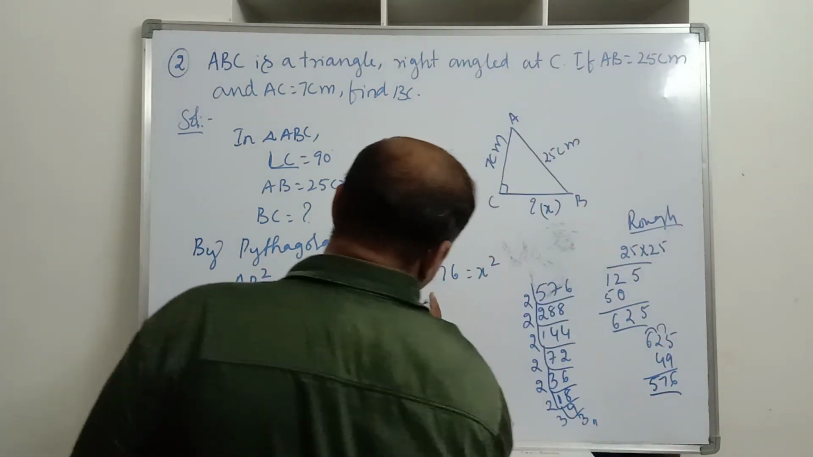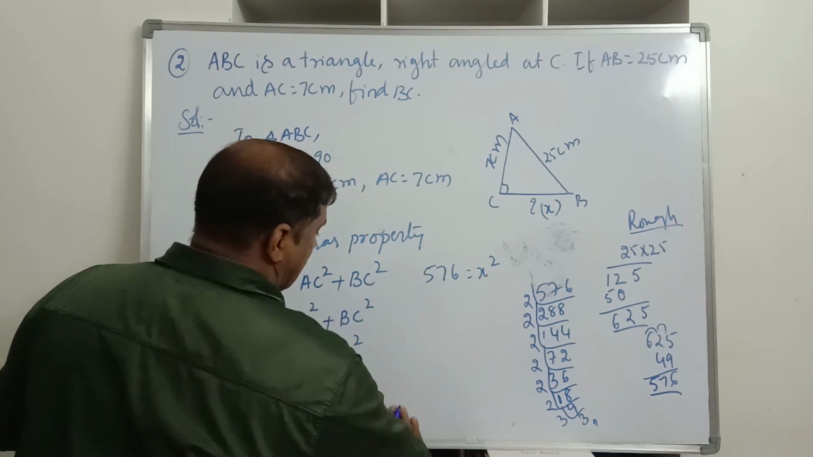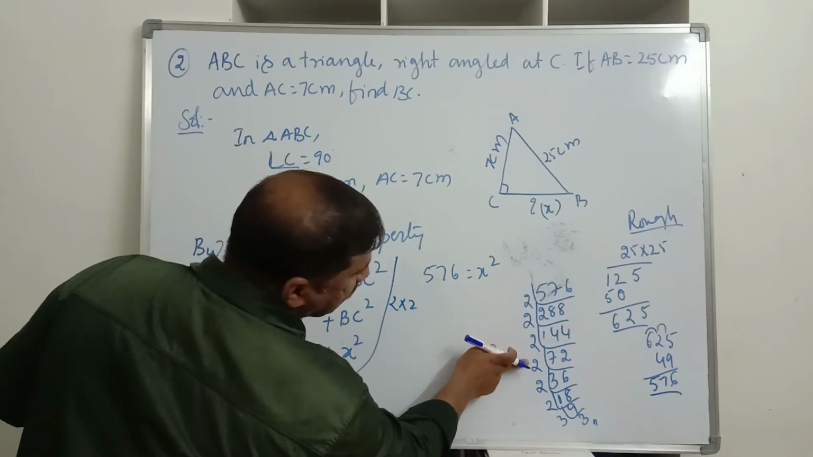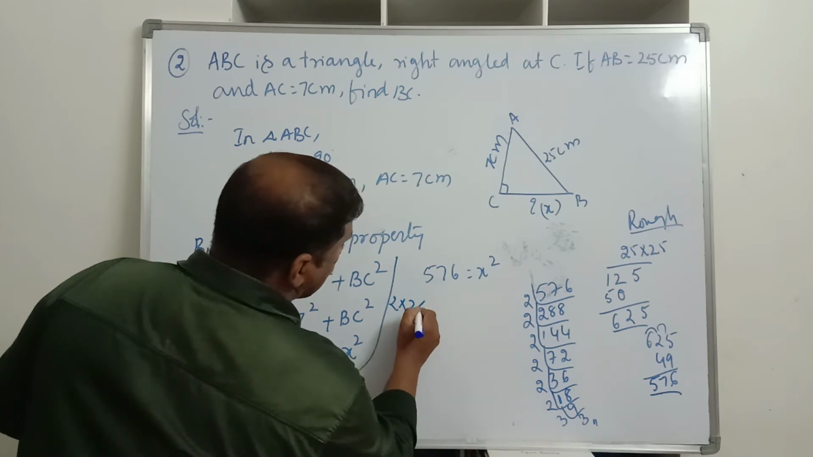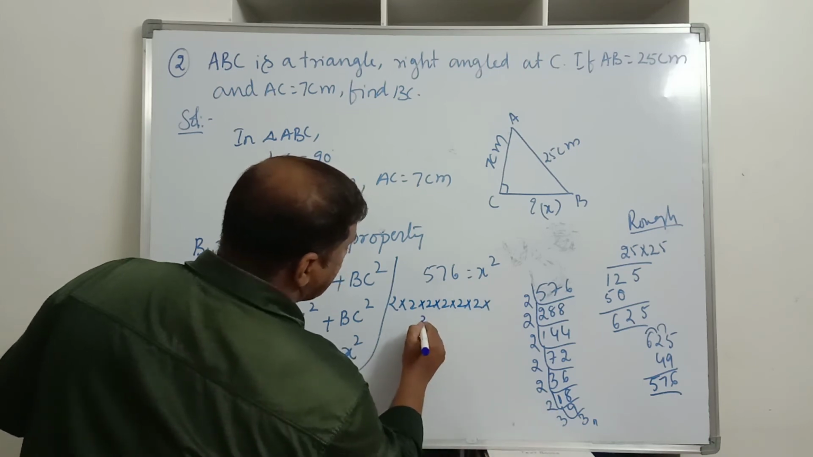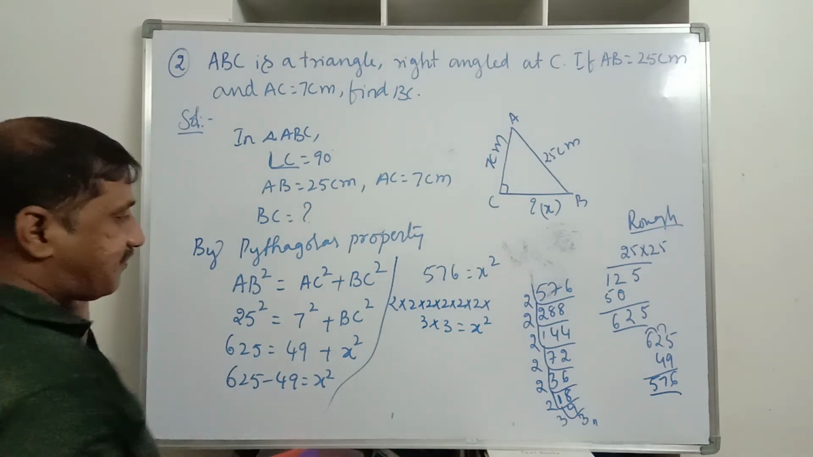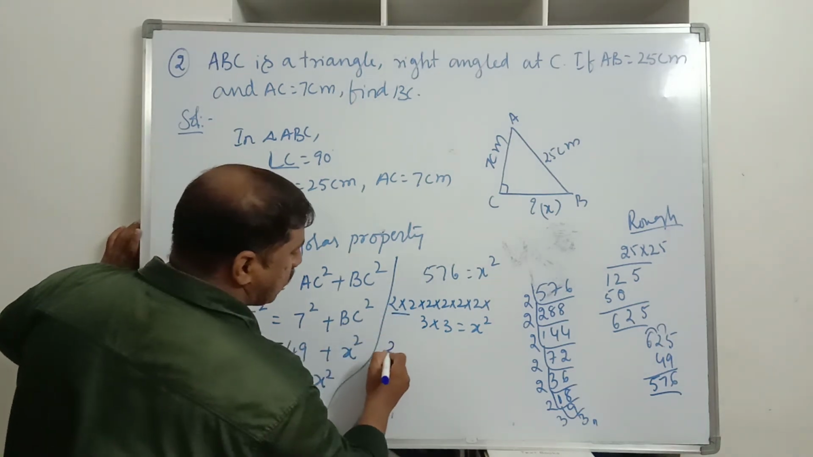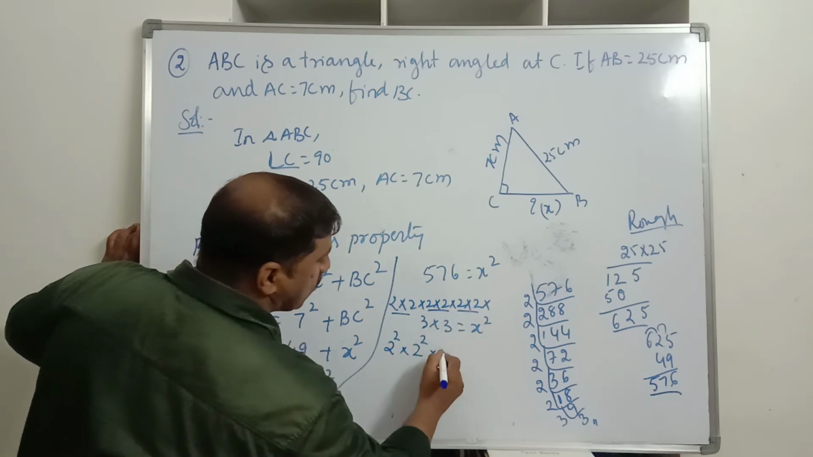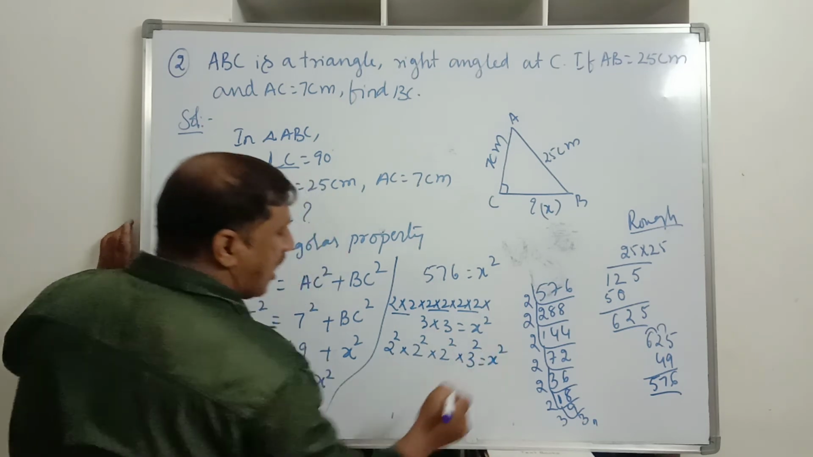Now write this 576. What can we write? 576 can be written as 2 into 2, how many 2s? 1, 2, 3, 4, 5, 6. 2 into 2 into 2 into 2 into 2 into 2 into 3 into 3 is equal to x square. Write all pairs. That is 2 square into 2 square into 2 square into 3 square, that is equal to x square.